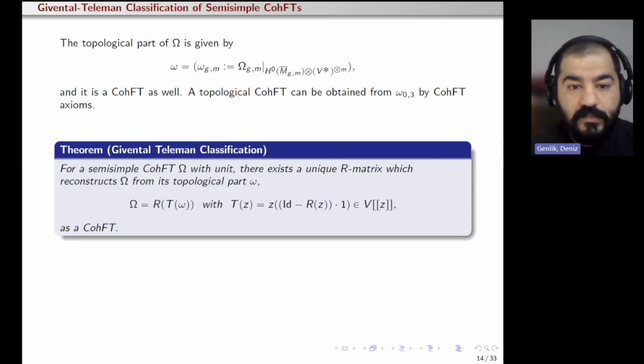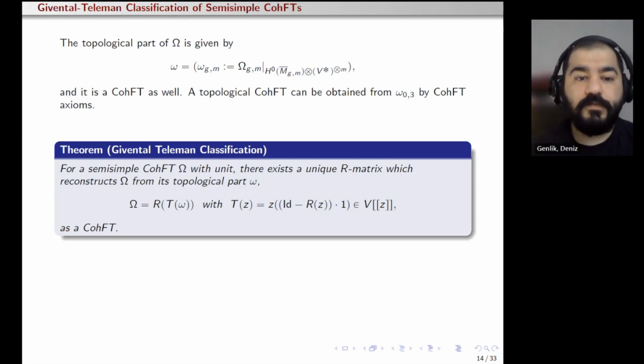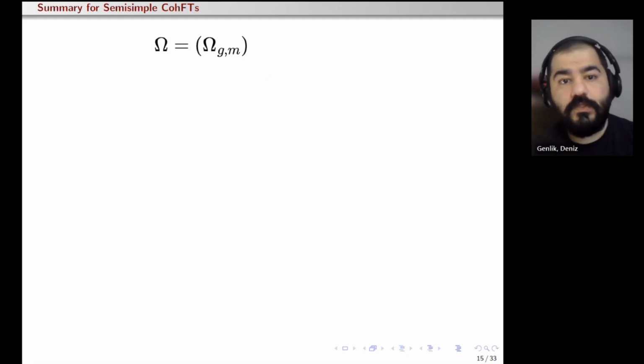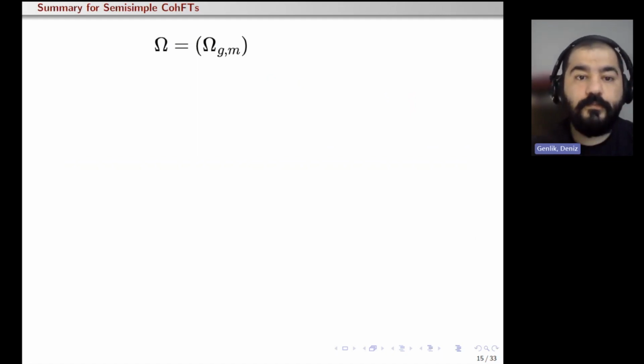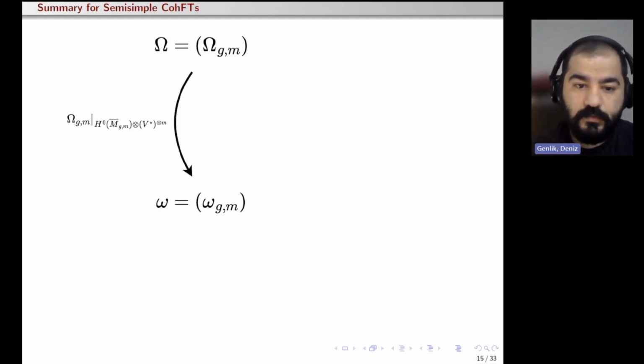The Givental-Teleman classification says that if you have a semi-simple cohFT with unit, then there exists a unique R matrix such that you can reconstruct your big omega from its topological part by two actions: one translation action and one R action, both described by the R matrix. You first obtain your T series and apply the translation action, then apply the R action with the R matrix, and you get your omega back. This is called the Givental-Teleman classification for semi-simple cohFTs. Let me summarize this result. You have your cohFT omega, you restrict to the degree 0 part, and you get the topological field theory of the cohFT.